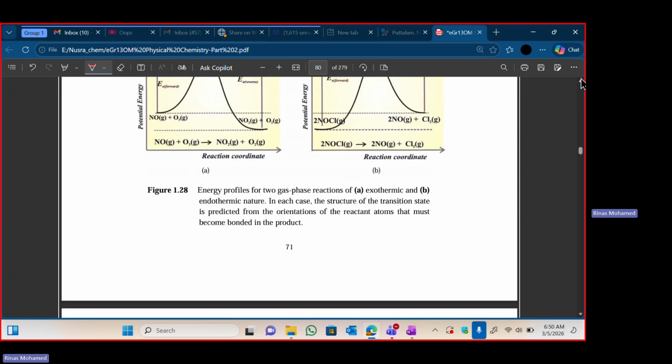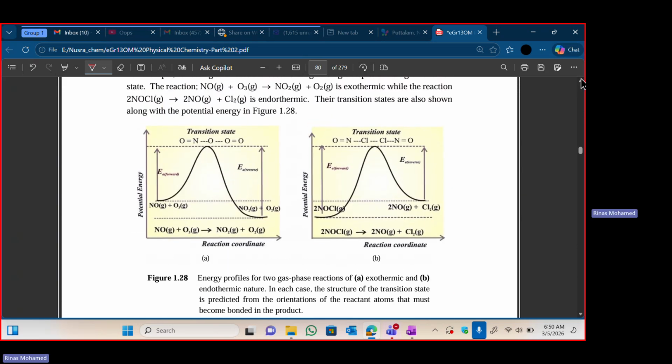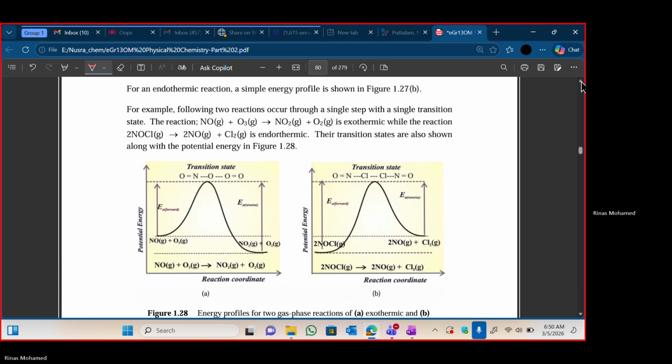How will you write the activated complexes? For example, we will see. Here see another example. This is the reaction: 2NOCl. First, the two types of reaction they have given. First one is NO and O3 react to give NO2 plus O2. This is the first one. For that, they have drawn the energy diagram here.